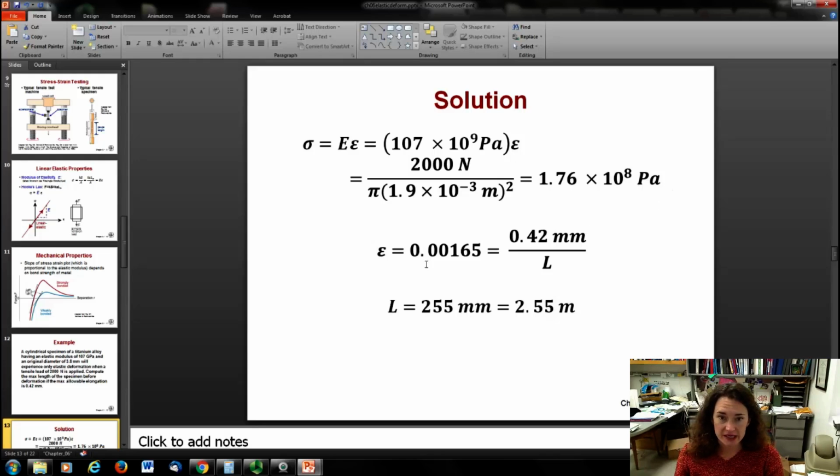Now, plugging in your stress and your Young's modulus, you can solve for what your strain is supposed to be via that sigma is equal to E epsilon relationship. And we solve for our strain and we get 0.00165. And this is equal to the maximum allowable elongation, which, as said in the problem, was 0.42 millimeters, divided by the initial length. The initial length is what you're solving for here. So you do a little cross multiplying and you solve for that, and you get 255 millimeters or 2.55 meters. All right?